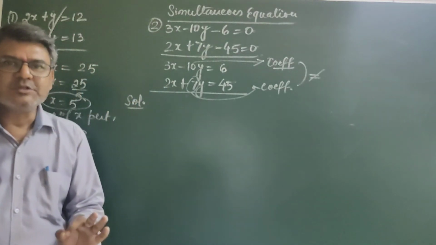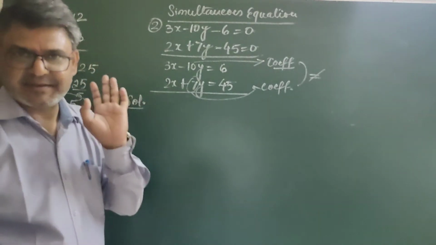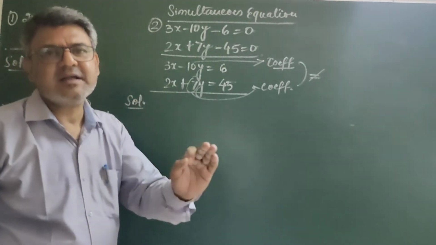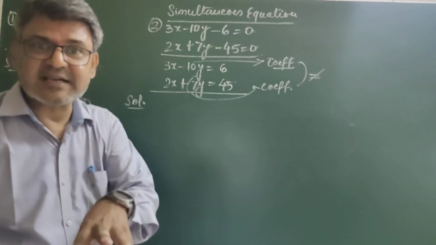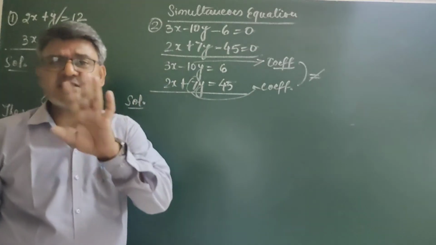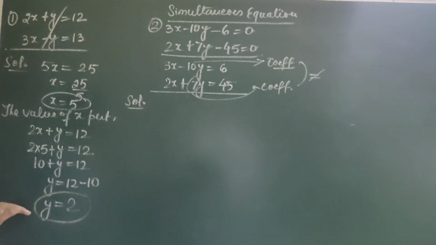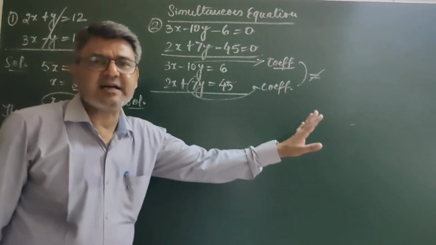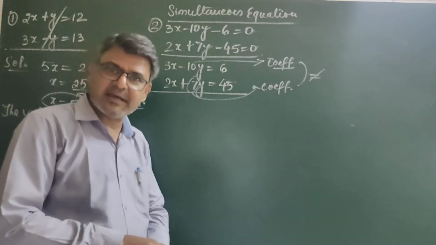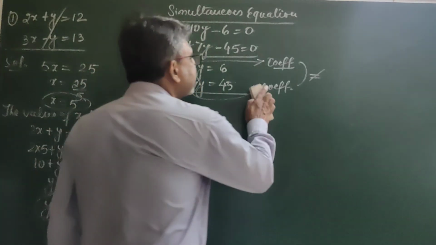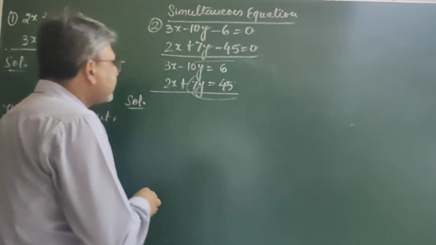स्टेप नंबर 2, चेक द कोफिशिएंट ऑफ y of equation 1 or equation 2. If equal coefficients are there और unequal coefficients are there, अगर equal coefficient है तो कोई प्रॉब्लम नहीं है। If the unequal coefficient are there, तो आपको क्या करना होगा? इक्वल करना होगा। ओके, चलिए आइए इक्वल करते हैं। इक्वल करने के लिए क्या करना होगा?